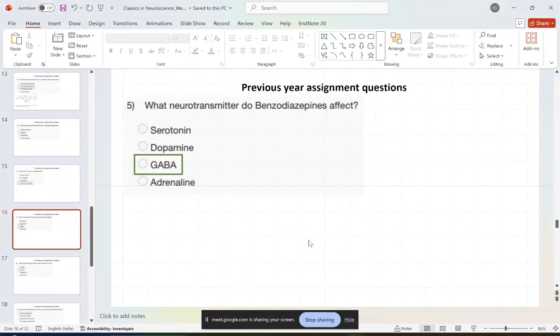So coming back to the question, which neurotransmitter do benzodiazepines affect? Benzodiazepines have an effect on GABA.